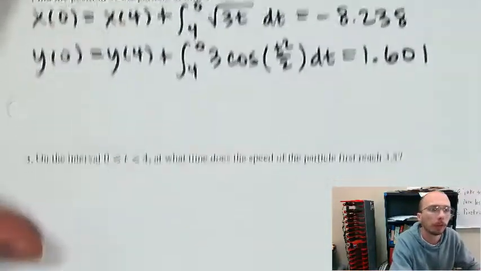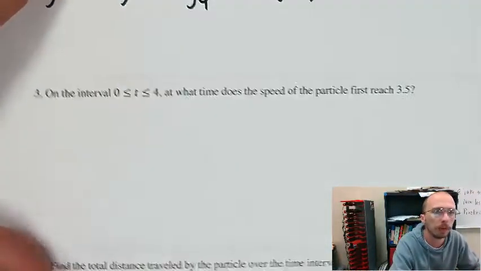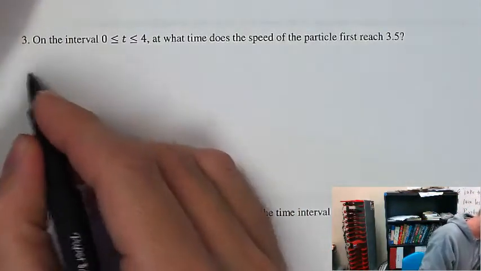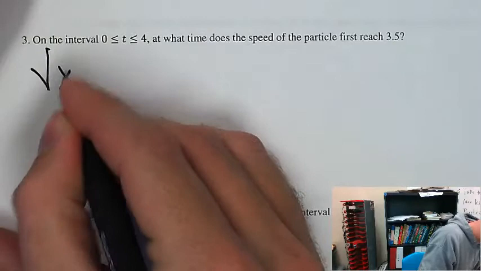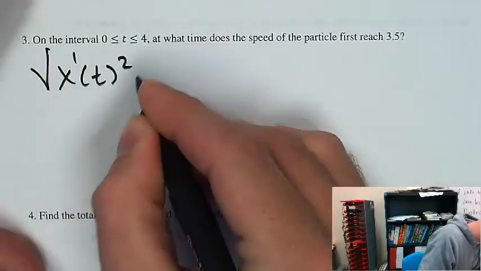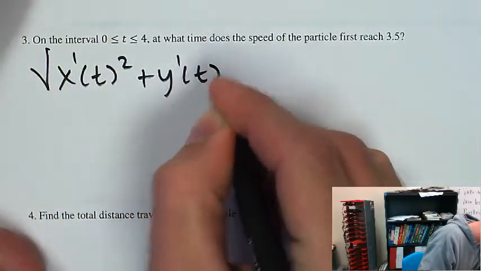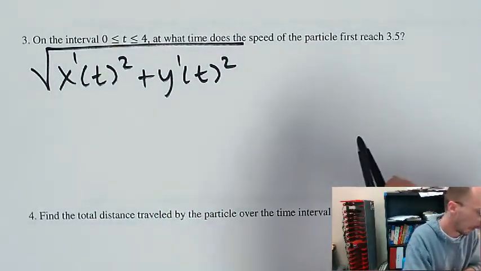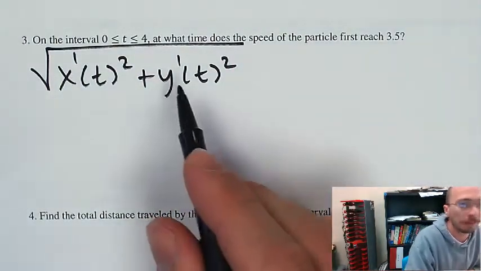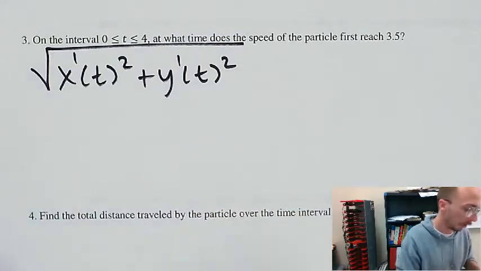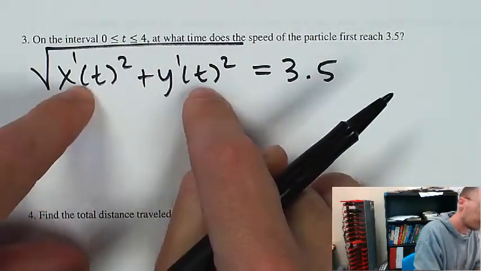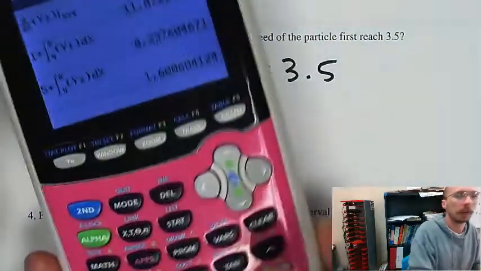Okay, the next one, between 0 to 4, at what time does the speed of the particle first reach 3.5? So I'm going to say speed is x prime of t squared plus y prime of t squared. And I don't want to copy all that down, although it would be pretty easy to square x prime. y prime, you don't want to forget to square that too, and we could just say that equals 3.5 since both of these things are already defined, and I'm going to use the calculator to help me out.